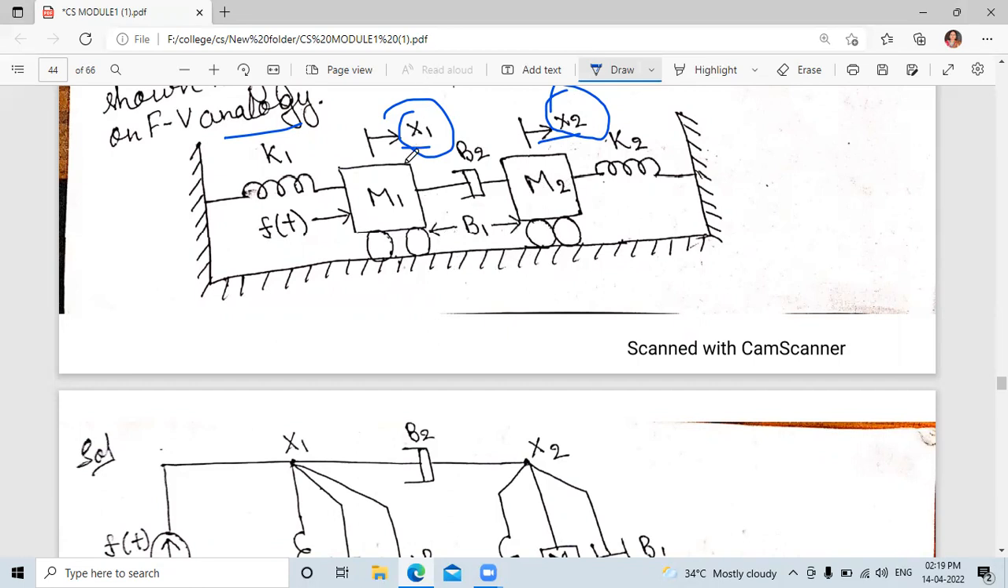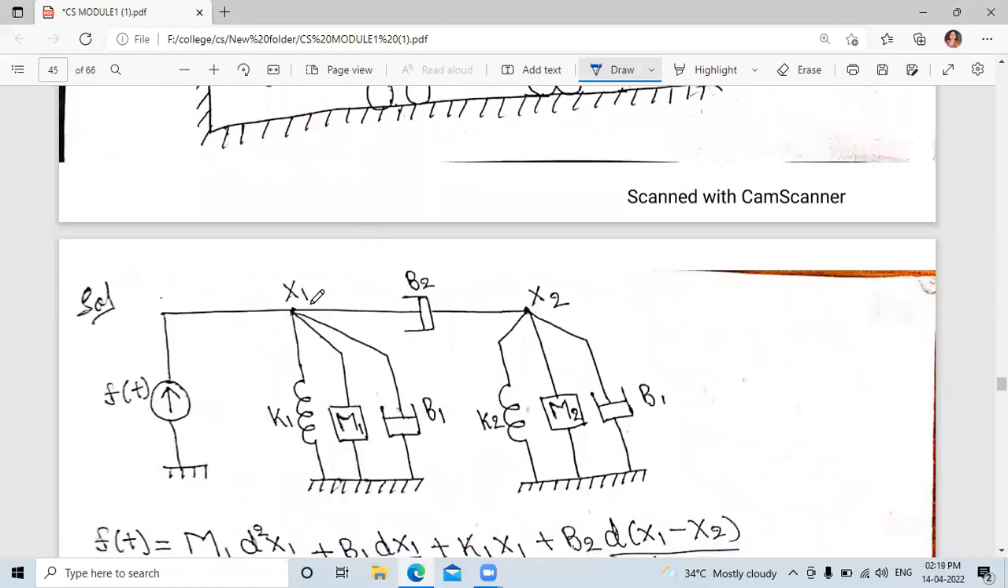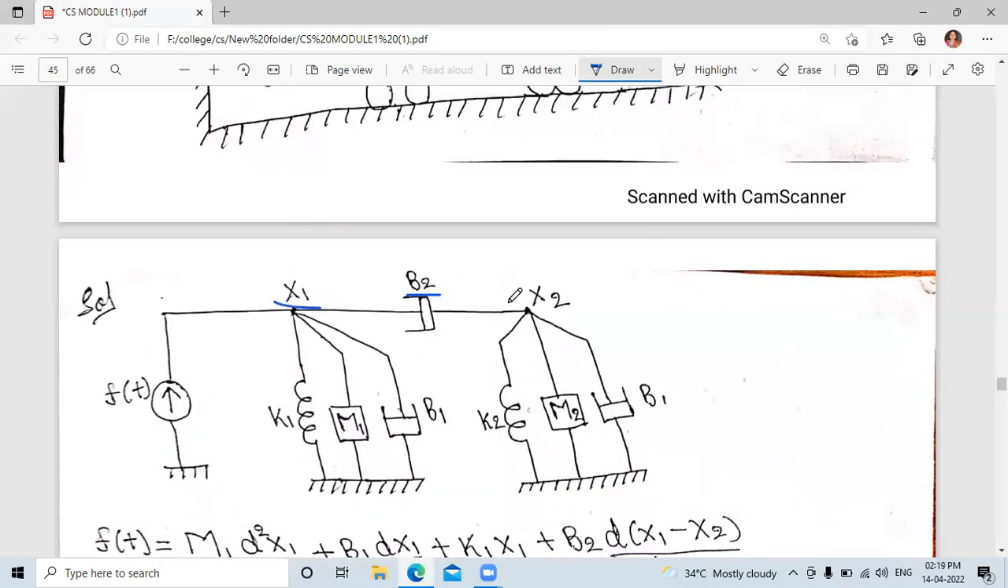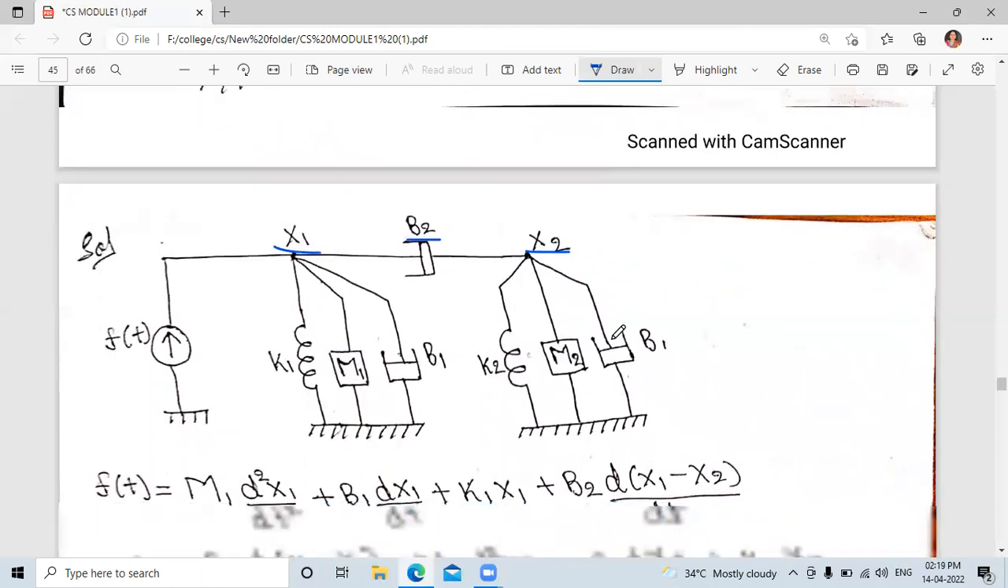So between x1 and x2, you get only B2. For x1: F of t, K1, M1, B1, and between x1 and x2, B2. For x2: K2, M2, and B1. Now, how many equations will we get? Two equations.